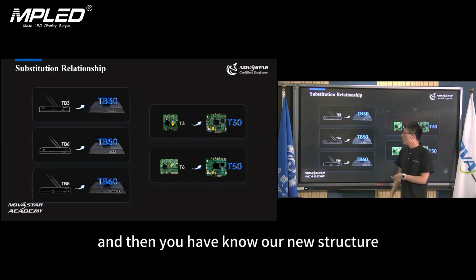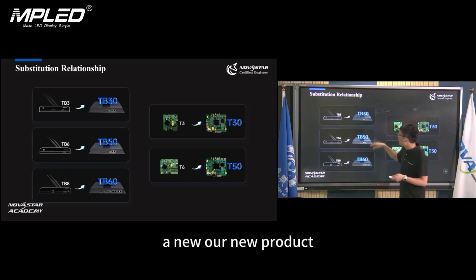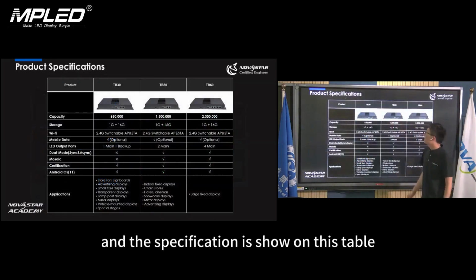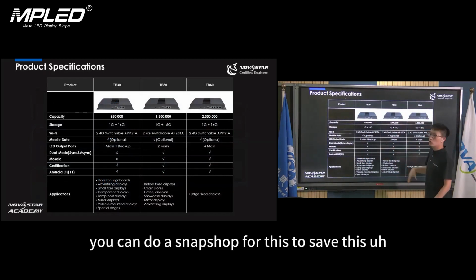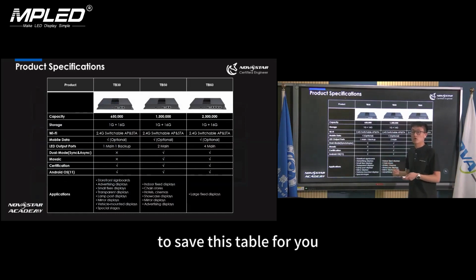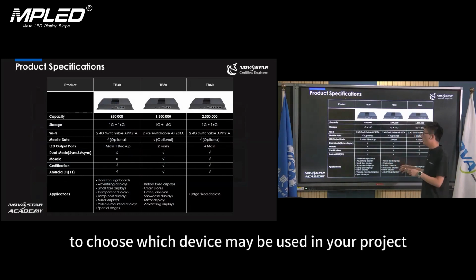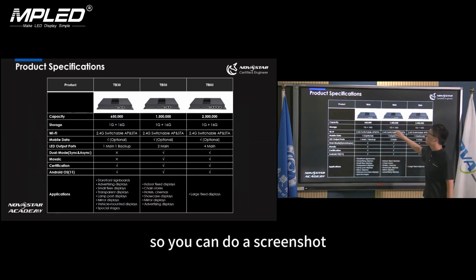And then you have our new structure, our new product. And the specification is shown on this table. You can take a snapshot of this, to save this table for you to choose which device may be used in your project, which one is preferred. So you can take a screenshot.